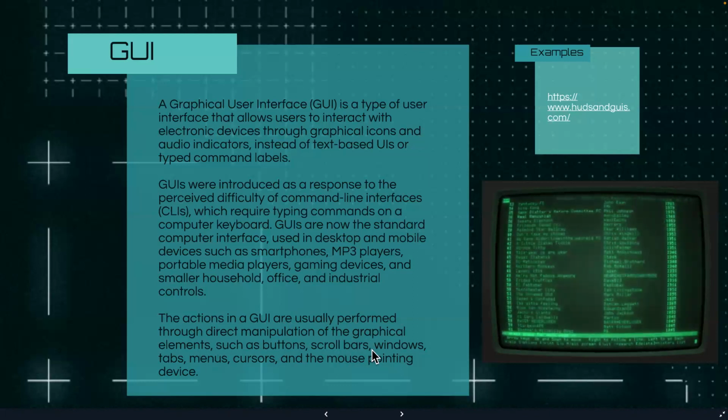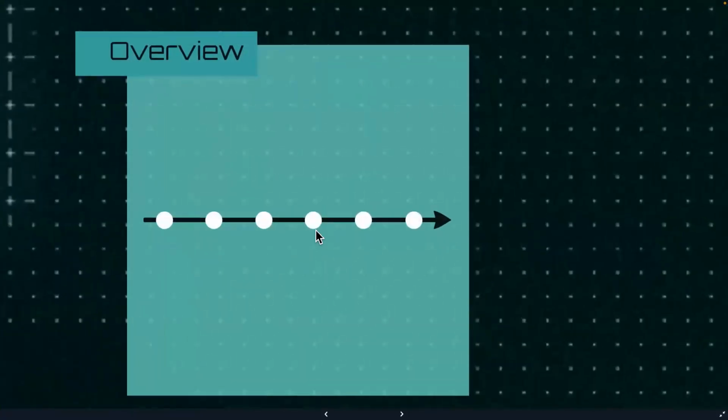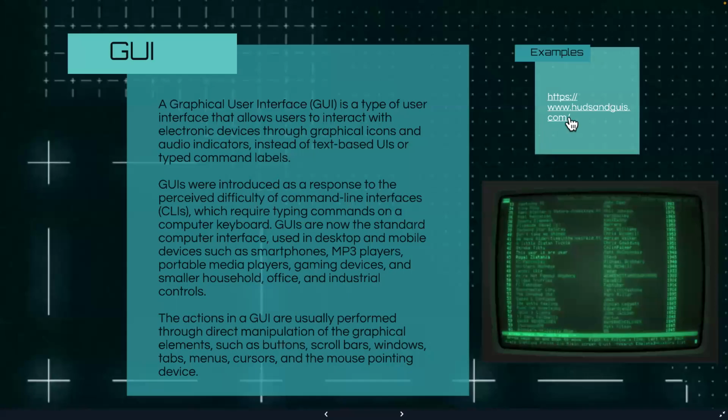Anyways, the actions in a GUI are usually performed through direct manipulation of the graphical elements such as buttons, scroll bars, windows, tabs, menus, cursors, and the mouse pointing device. Okay, so this is just a broad overview, and I found this cool website one day that I just wanted to put in the lecture. I want to go over this here.